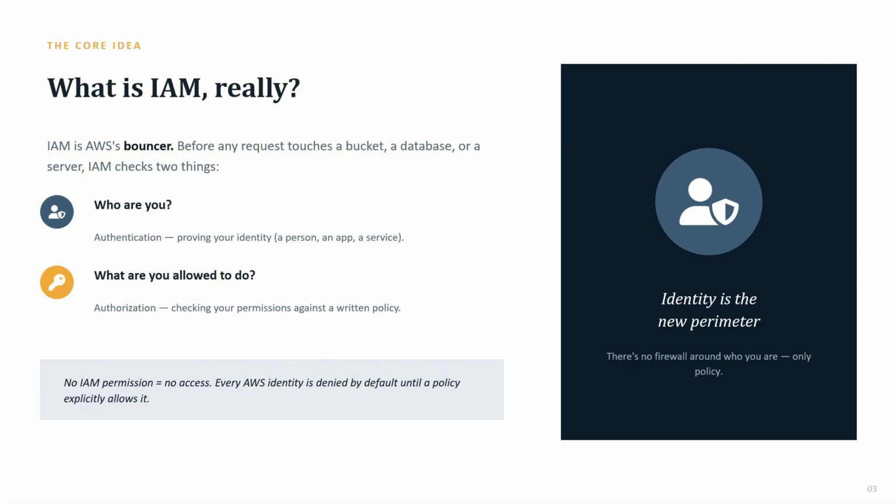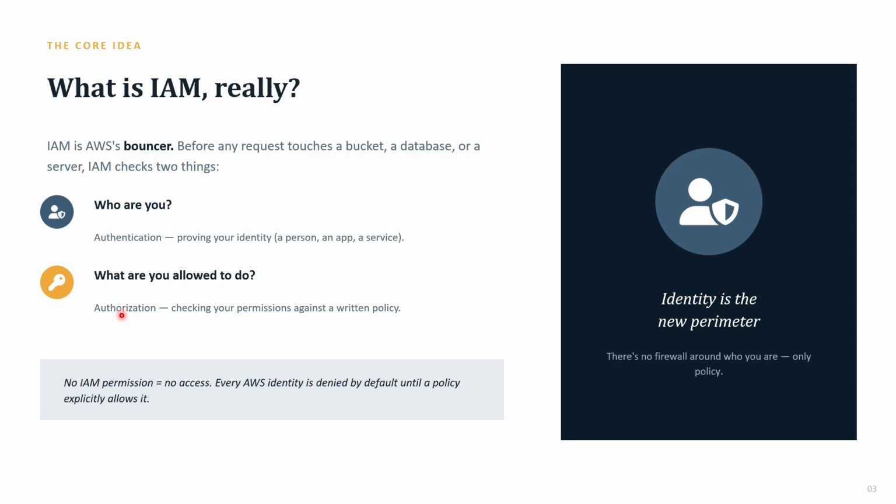You need to think of Identity and Access Management as AWS's bouncer or security guard. Before literally any action happens, whether reading a file or launching a server, IAM asks two very important questions. Who are you? In other words, authentication. And what are you allowed to do? In other words, authorization.